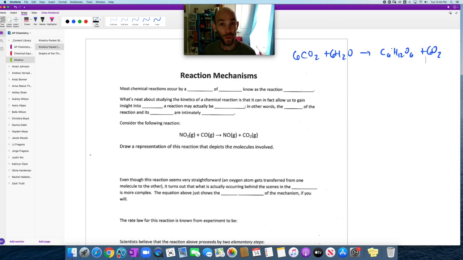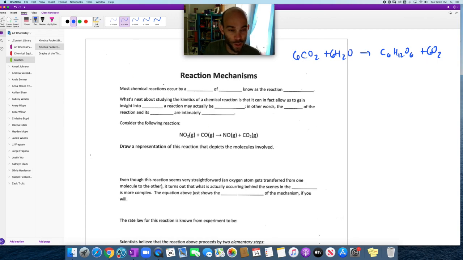And in fact, we know that photosynthesis does not occur in one step. It occurs in a series of steps, which are referred to as the reaction mechanism. So we're going to learn about mechanisms today. It's how reactions occur over a series of steps. And there is a connection with the rate law and kinetics that we've been talking about over the past week and a half. So reaction mechanisms.